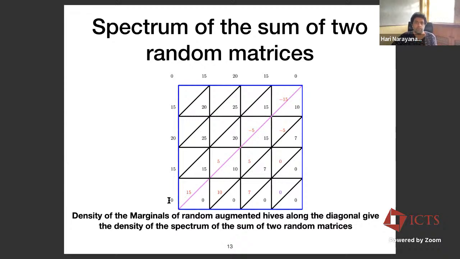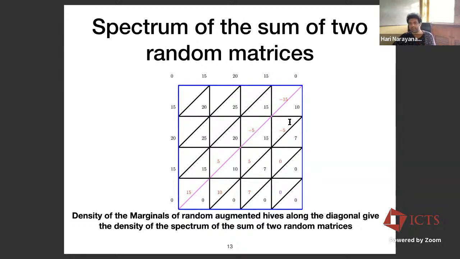And how do you do it? So I'm going to say that X has spectrum 15, 5, -5, -15, and Y also has spectrum 15, 5, -5, -15. Now I'm going to fill this picture with zeros on the bottom row, and all these inequalities define a polytope. I pick a random point in this polytope, with these boundary values as parameters. So I fix the boundary values and then I get a polytope. I pick a random point in it and look at the pink diagonal, just the values on the pink diagonal, 15, 5, -5, -15 in this case. And these numbers have exactly the same distribution as the spectrum of the sum of X and Y.